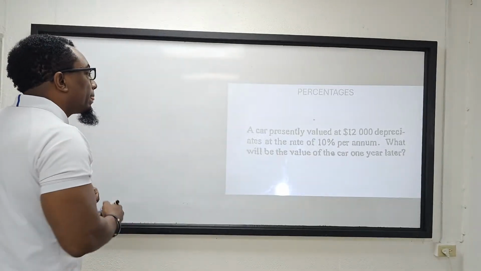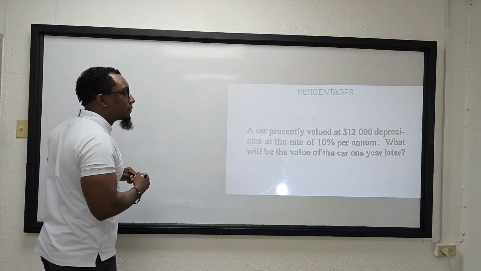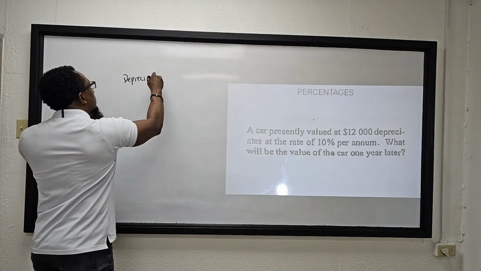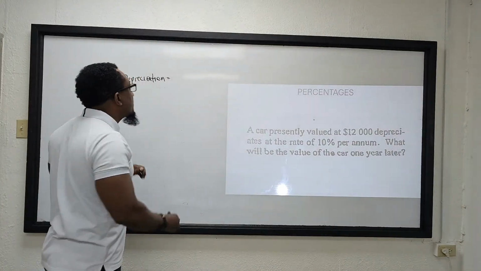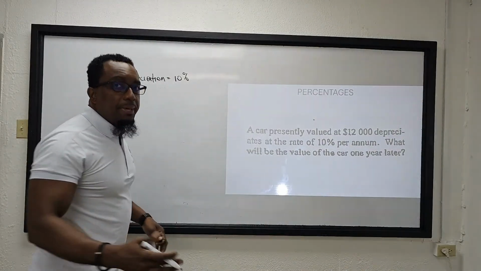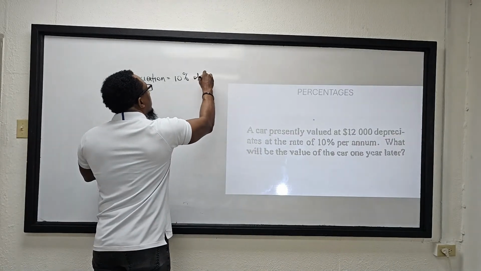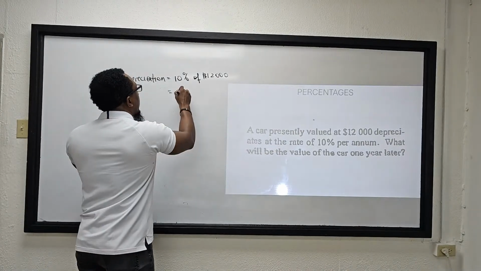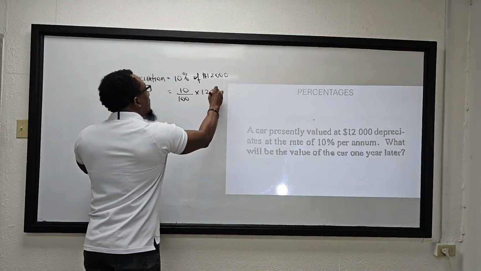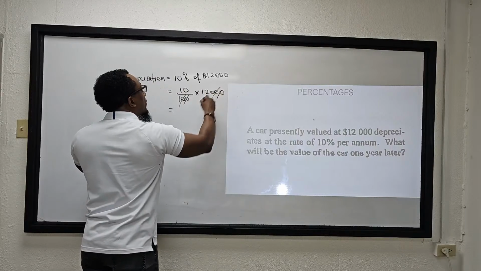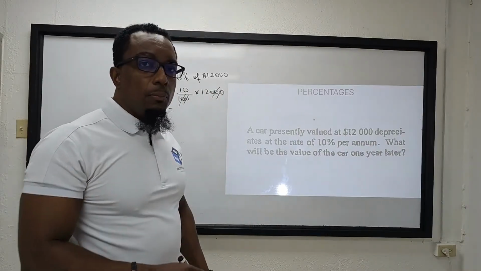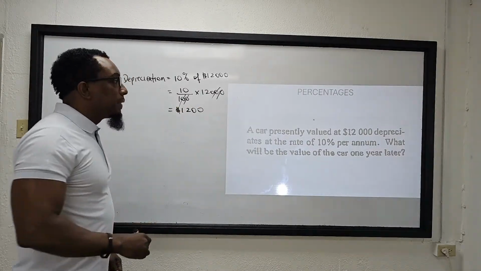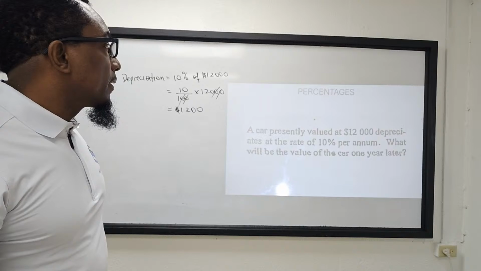So your depreciation will be 10%. Percentages come into play here of $12,000. That's 10 all over 100 times 12,000, 0, 0, 0, 0. That will give me 120 by 10, which is $1,200. It's going to depreciate by that amount from the value of the vehicle.